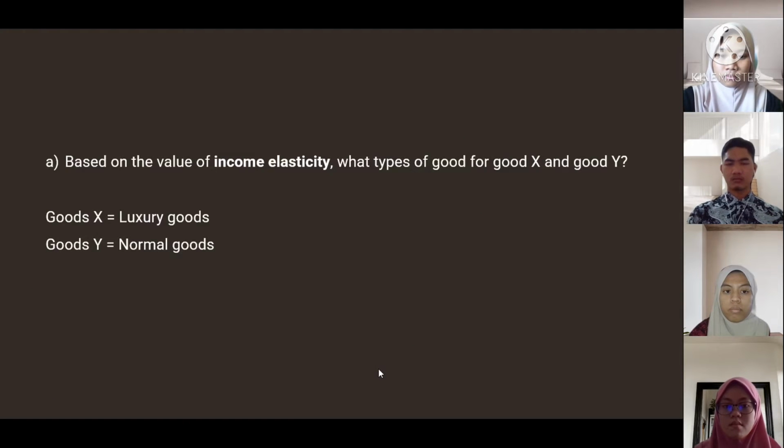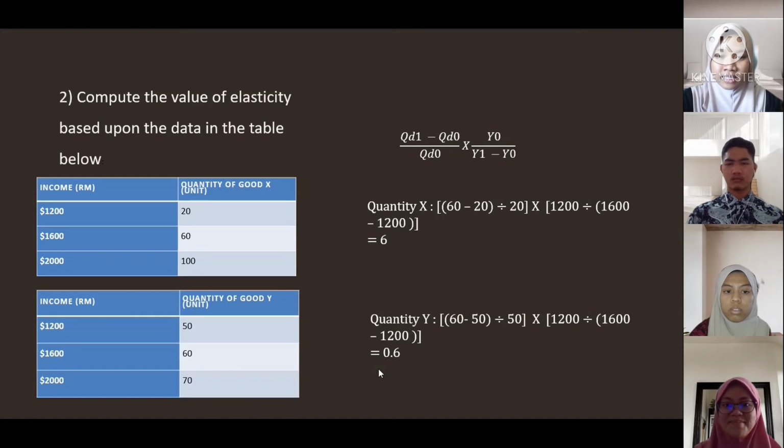To find the percentage, for good X: 60 minus 20 divided by 20, multiplied by 1200 divided by 1600 minus 1200. So we get 6 for good X, which is a luxury good. For good Y: 60 minus 50 divided by 50, multiplied by 1200 divided by 1600 minus 1200. And we get 0.6 for good Y, which is a normal good.